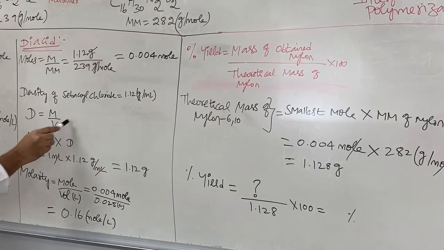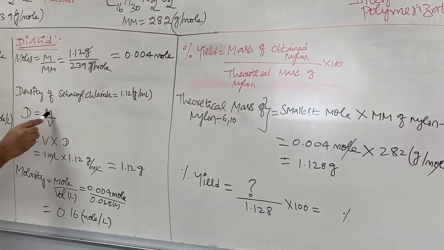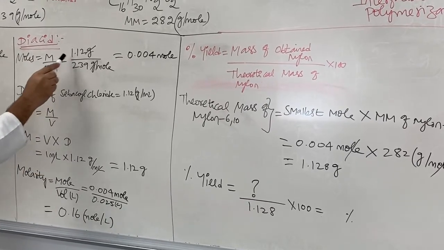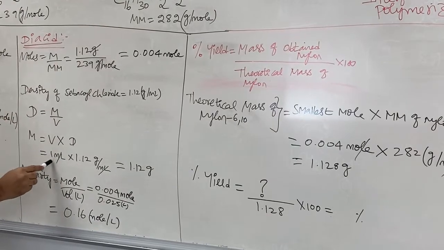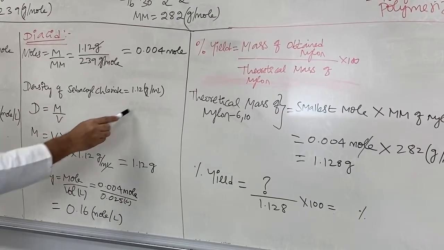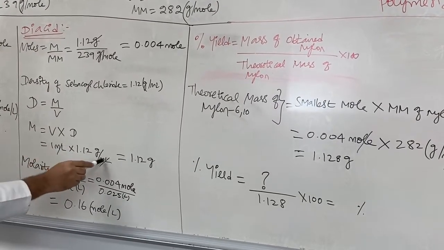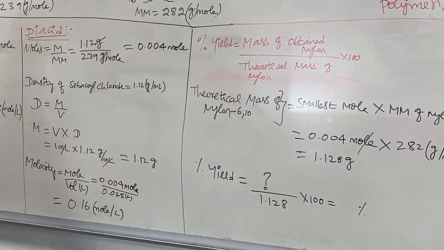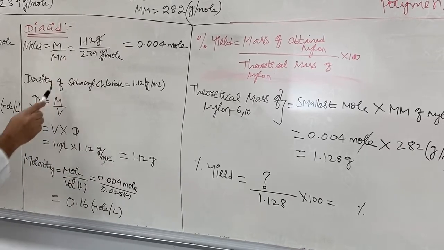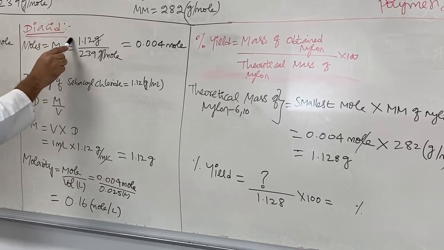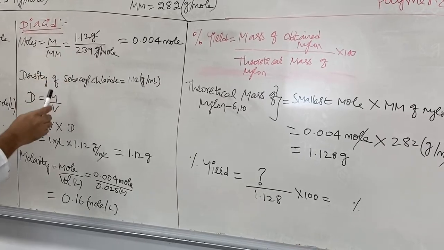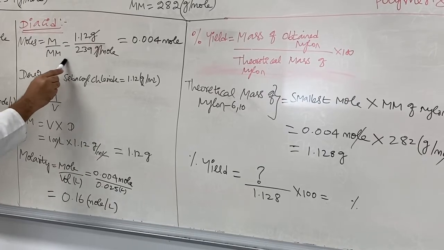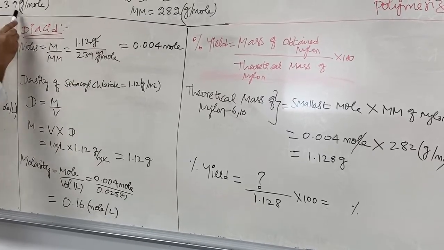So now volume, I am going to take 1 ml. Density is equal to mass by volume, so mass equals volume into density. We need mass. So volume is 1 ml, then density is 1.12 gram per ml. ml cancels, remaining unit is gram. The answer is 1.12 gram. So we calculated the mass, because this sebacoyl chloride is a liquid, so the volume we have to convert into mass. Now the molecular mass of sebacoyl chloride, we already got it, 239 gram per mole.